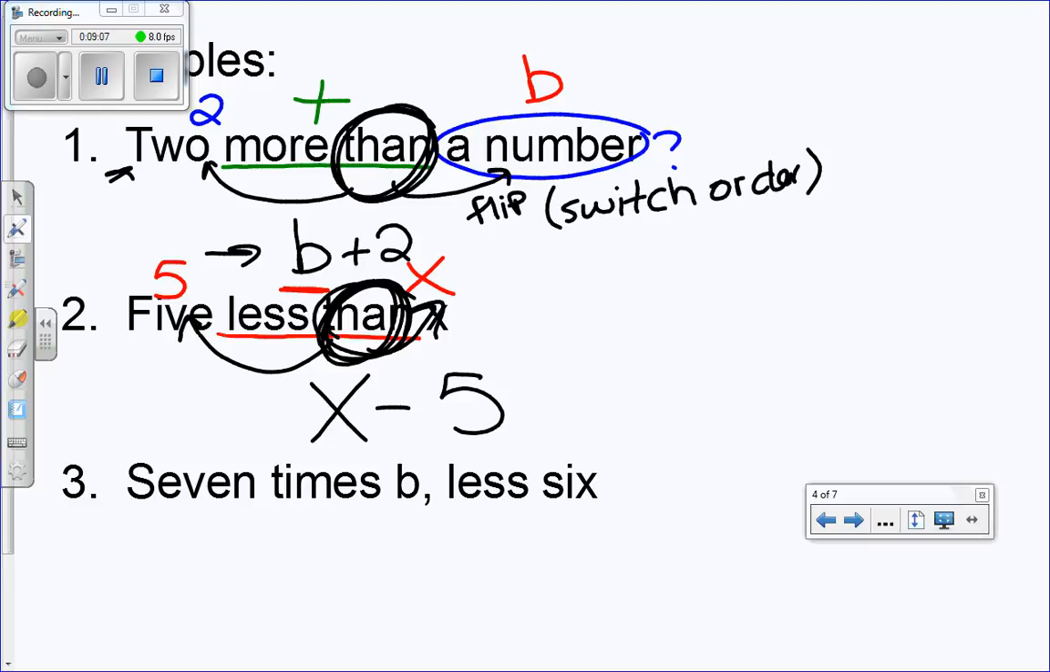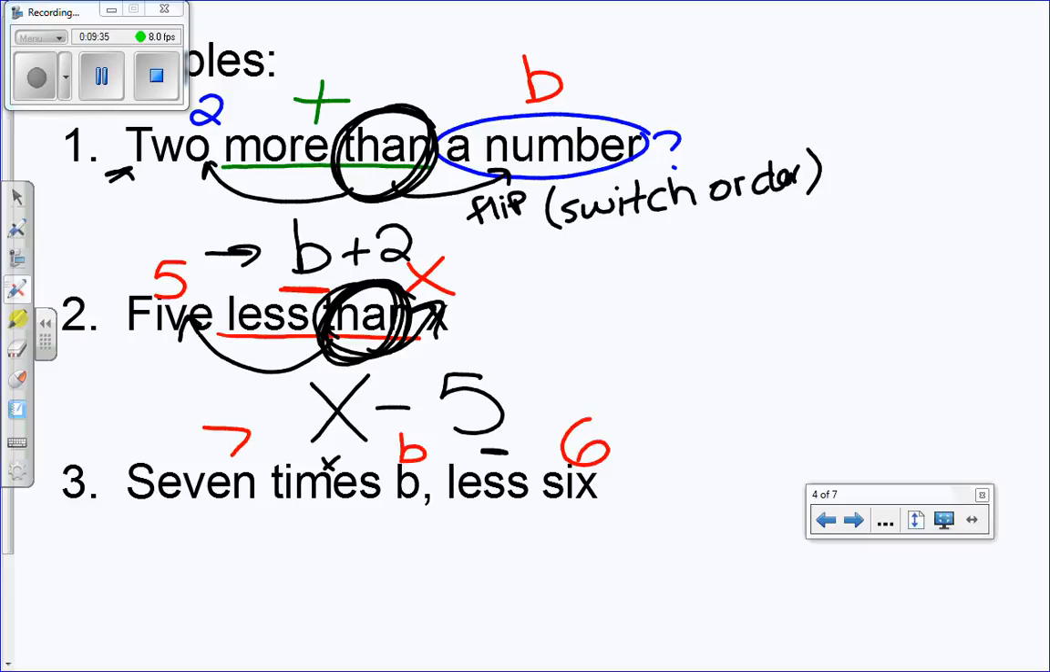Okay, now last example. 7 times b less 6. All right, so I see times telling me to multiply. Put a little x there for multiplication. And I see less telling me subtraction. Okay, so I've got 2 operations going on here. That's okay. All right, the more the merrier. So let's fill in the rest. I've got 7 times b less 6.